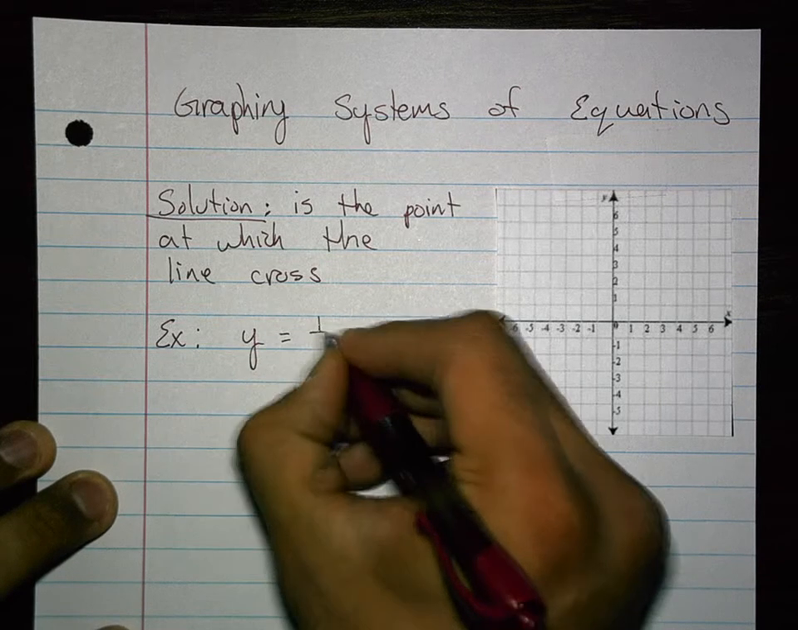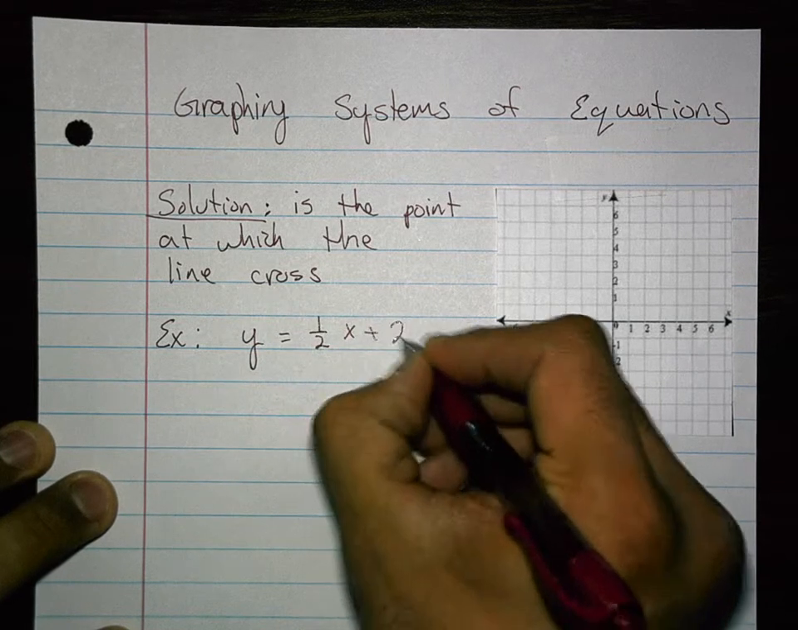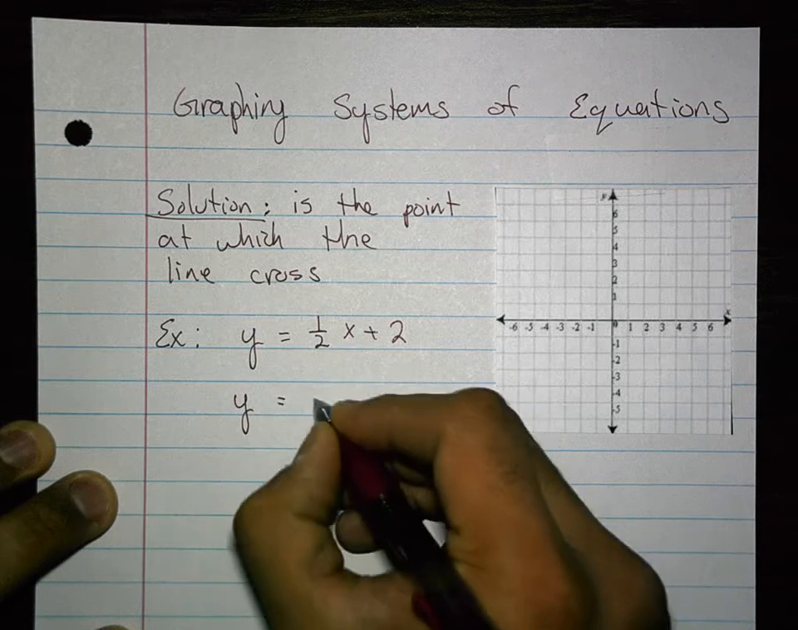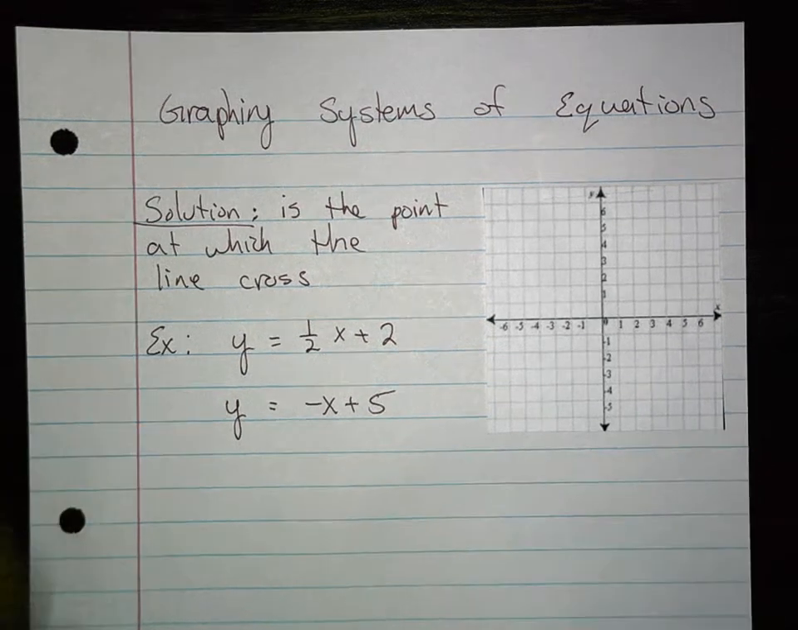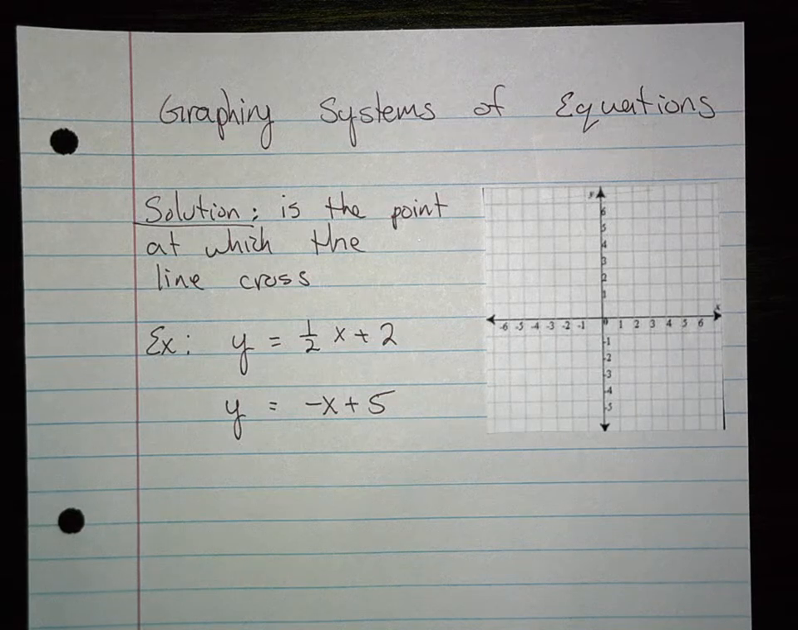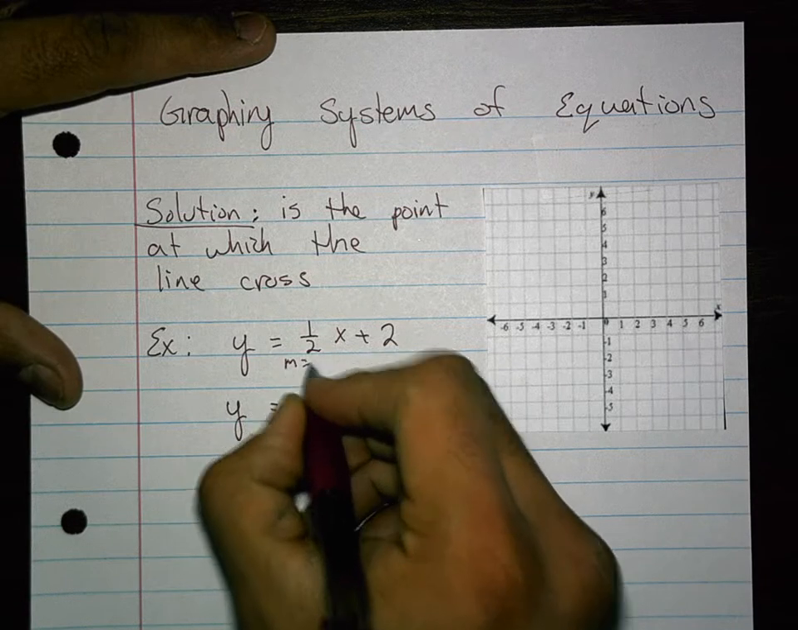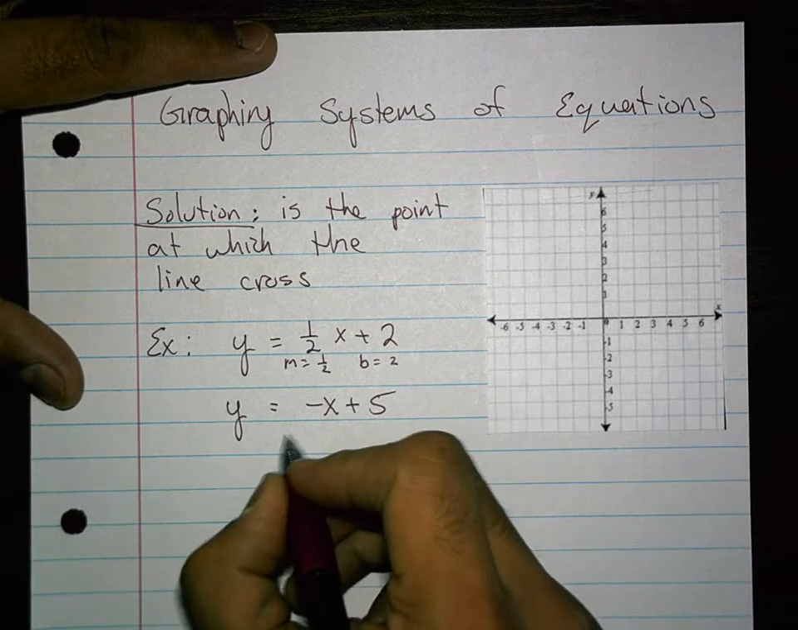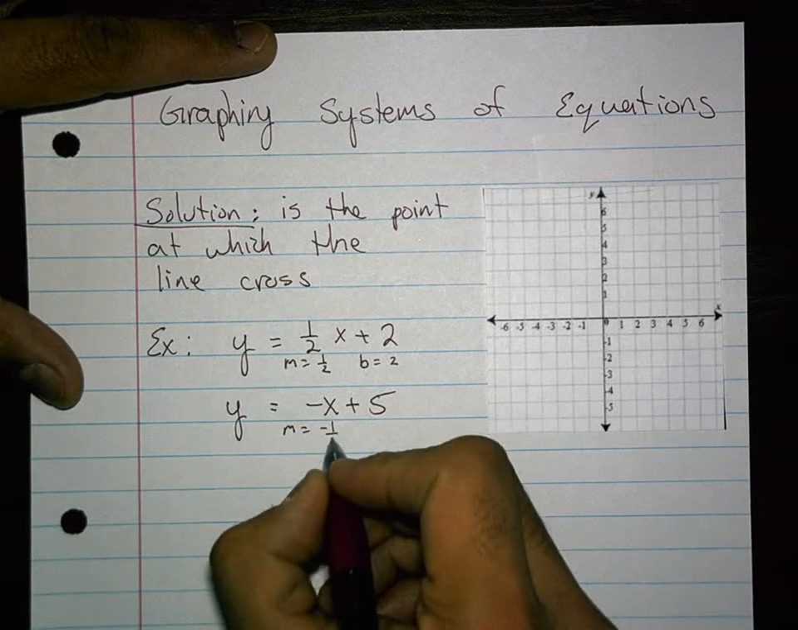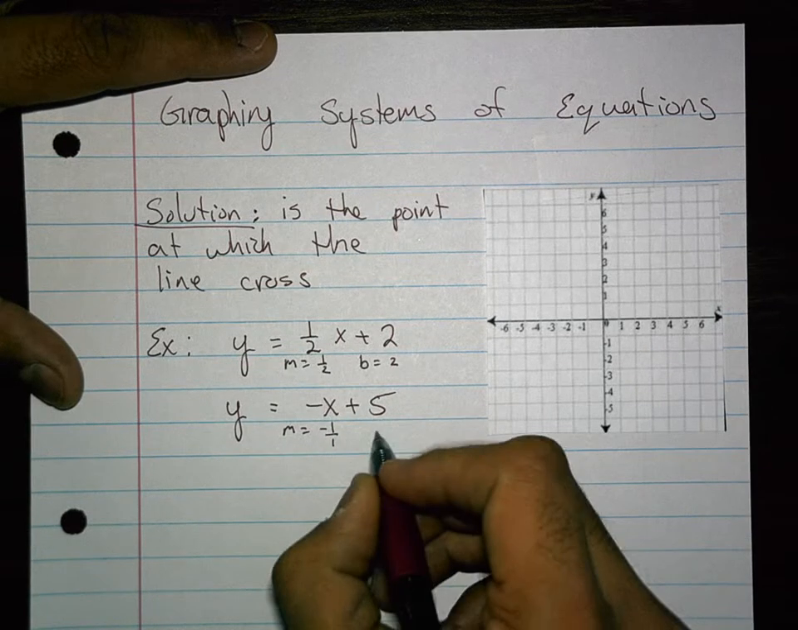y equals 1/2 x plus 2, and y equals negative x plus 5. Both of these equations are in slope-intercept form, or what we usually say is y equals mx plus b, so they shouldn't be too difficult to graph. If you want, I can label to help myself a little bit: my m, or my slope, is 1/2, and my y-intercept is 2. Remember, we always express slope as a fraction. We want to think of it as rise over run.